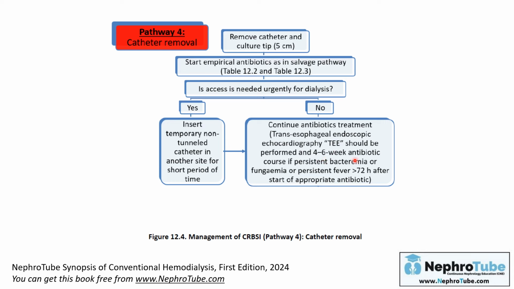So if there is improvement in the patient's situation after you removed the catheter and started appropriate treatment, especially guided by culture and sensitivity, fine. If there is no improvement within 72 hours, evidenced by fever or persistent bacteremia or fungemia on culture, you have to do transesophageal echo, not transthoracic echo, to exclude endocarditis. Transthoracic is not sensitive in these cases. And you have to continue antibiotics for 4 to 6 weeks.